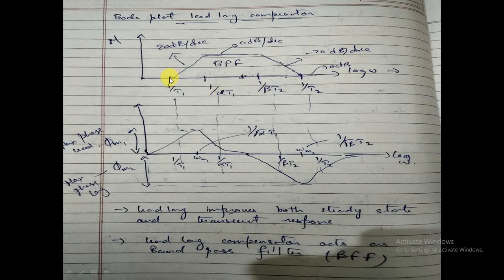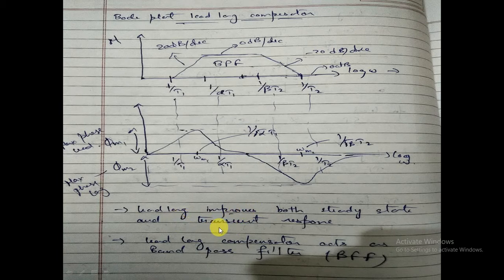Then the BODE plot: as it is lead lag, lead will be first, and in lead the 0 is first, so +20, and then the pole will bring it back to 0, then again -20 due to the lag compensator, and lag has the pole first, so the pole takes it to -20, then again it is equal to 0. So this is the BODE magnitude plot, and the phase plot we can calculate again. Basically we are just adding the lead and lag terms, and we just need to focus on which comes first, and the other things will be calculated. Here there will be two phis, phi m1 and phi m2, the maximum phase lead and maximum phase lag.